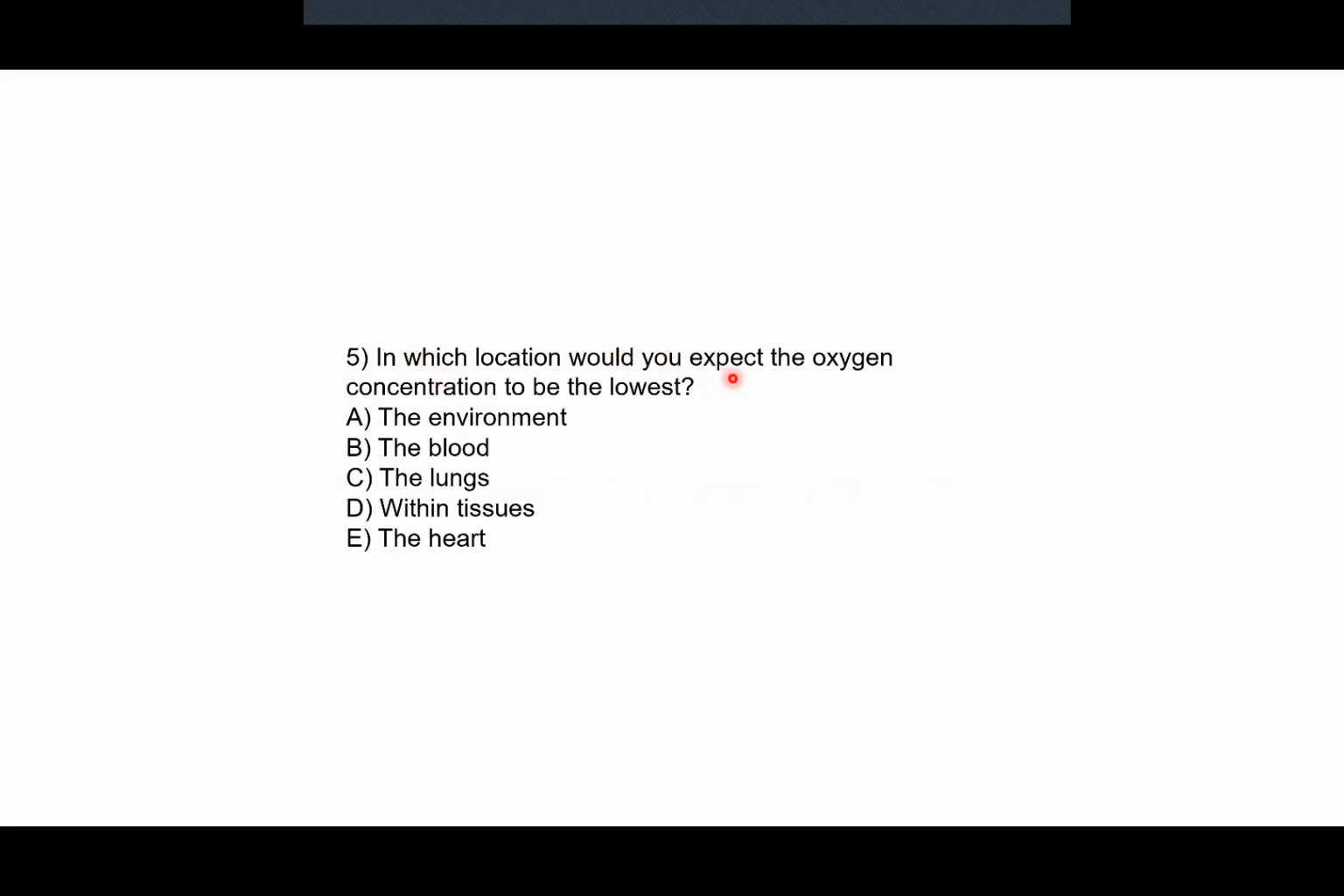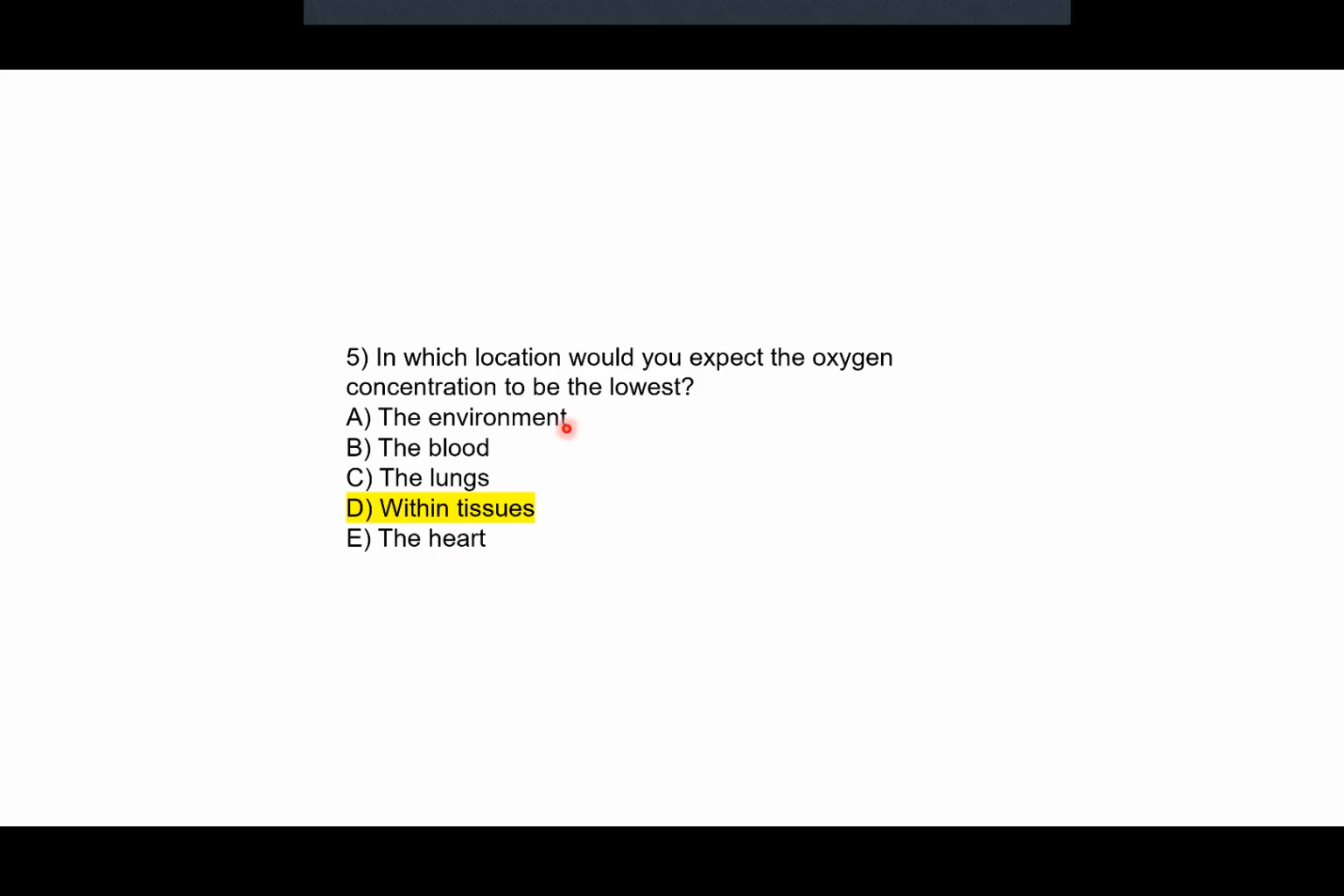5, in which location would you expect the oxygen concentration to be the lowest? D, within tissues. So remember, as blood is traveling through the circulatory system, it's releasing oxygen, which decreases the oxygen concentration. And so if we start off with what we can call a high oxygen concentration at the beginning, we are going to decrease this oxygen concentration over time.